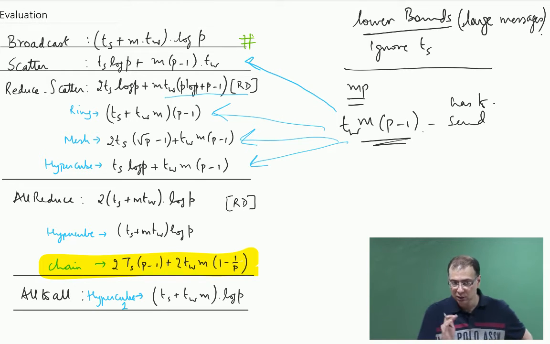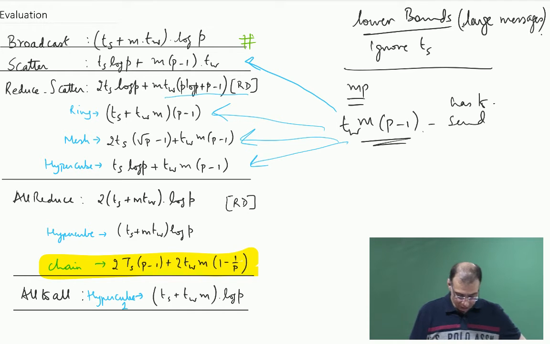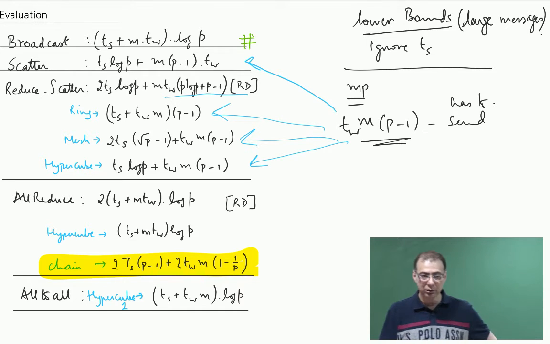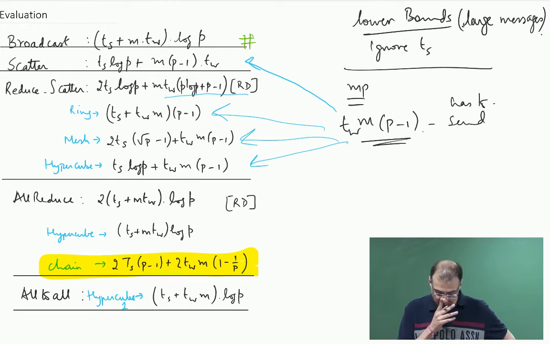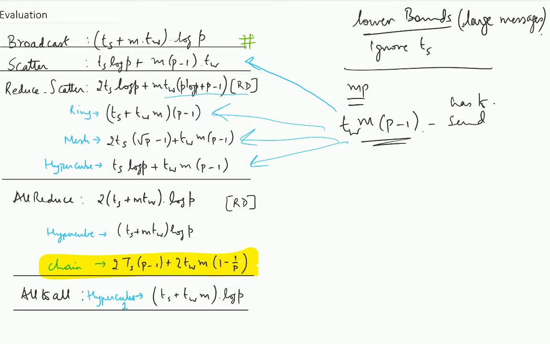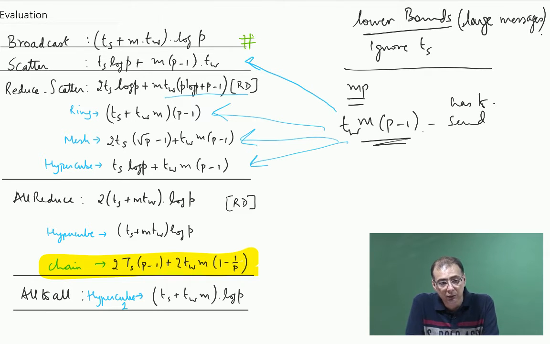For short messages, these are not the optimal algorithms. You would rather use recursive doubling or something, because look at the cost associated with TS. It is high in these algorithms, other than hypercube. But if you look at recursive doubling, the cost associated with TS is only order log P. So for short messages, you prefer recursive doubling. For large messages, these algorithms will give you the optimal result. So for short messages, do we care for the complexity? No, we do care about the complexity.